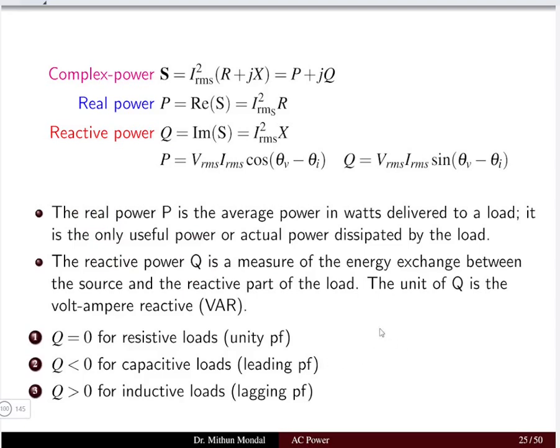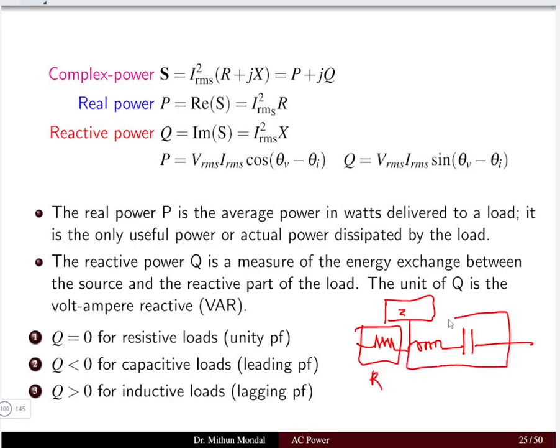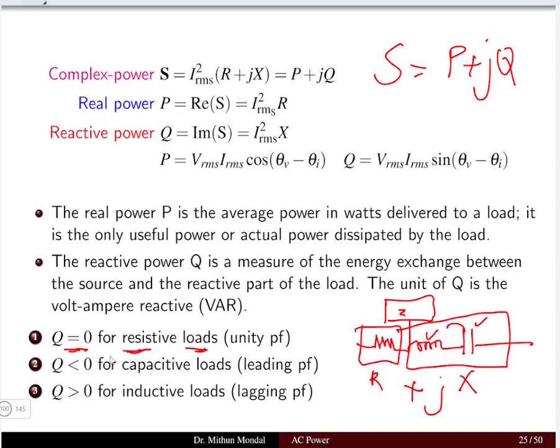Now, since the load impedance Z can have components, one is resistance, and we can have inductance and capacitance. So this is the real part R and this is the imaginary part X. Okay, so R plus jX. We can have either an inductor or a capacitor, or we can have a combination of inductors and capacitors. If the reactive power is zero, where the complex power S is equal to P plus jQ, we can say that the load is entirely resistive. There is no reactive component and it is a unity power factor.